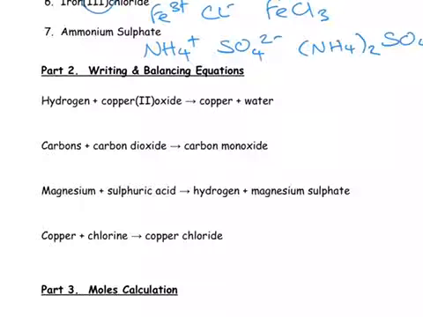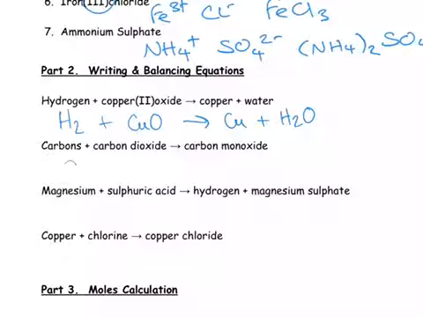For the second bit, we need to be able to write balanced equations. Remember, when you're writing a balanced equation, to put the plus and the arrow in. So hydrogen is H2, copper oxide is CuO, make sure you can write the formula first, and it's making copper and water. If we check, we've got 2 hydrogens on both sides, 1 copper and 1 oxygen, so it's already balanced.